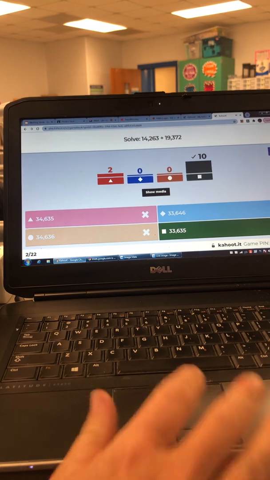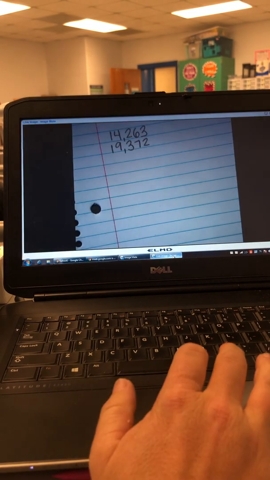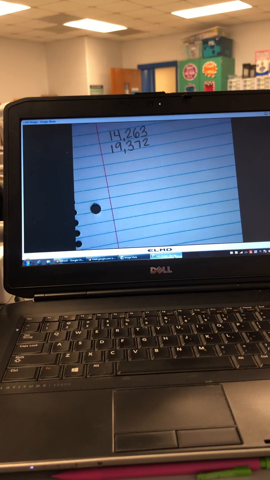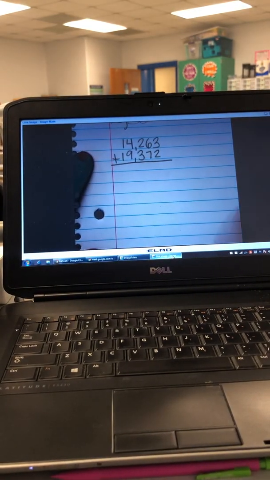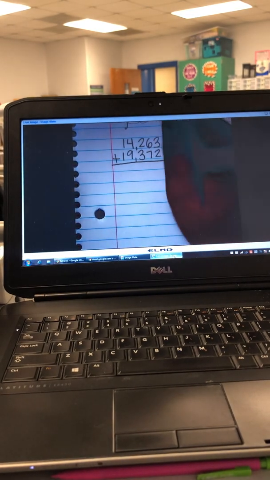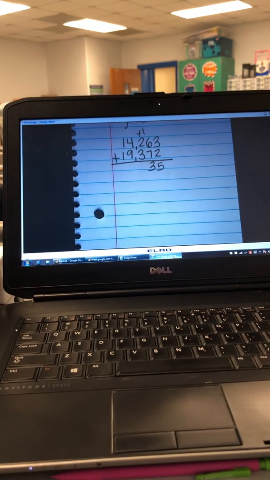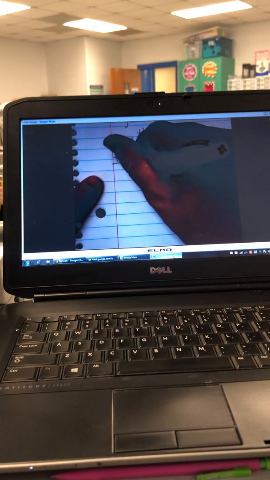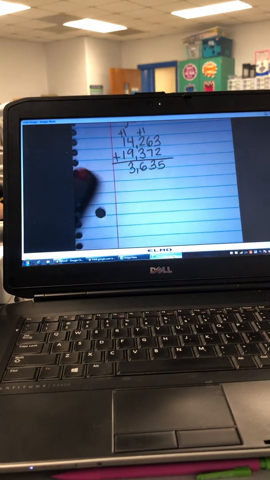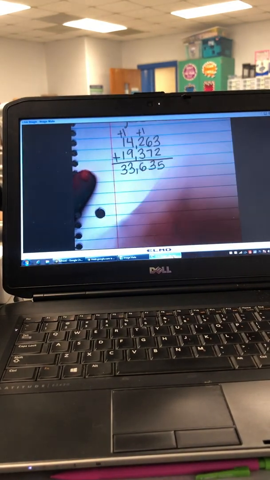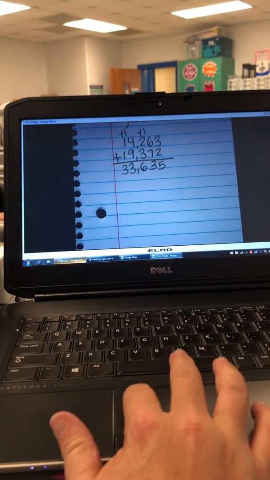All right, let's look at this problem. It wouldn't even let me answer. It kept me on this the whole time. Oh. Well, we can get the next one. All right, 14,263 plus 19,372. 3 plus 2 is 5. 6 plus 7 is 13. Put down my 3. Regroup my 1. 1 plus 2 is 3. 3 plus 3 is 6. 4 plus 9 is 13. Put down my 3. Regroup my 1. 1 plus 1 plus 1 is 3. That's what I got. That's exactly what I got.